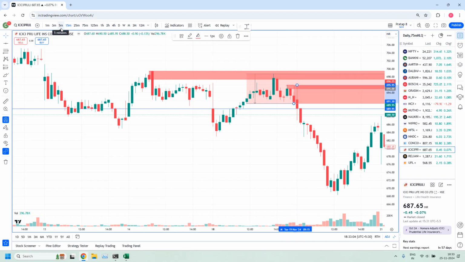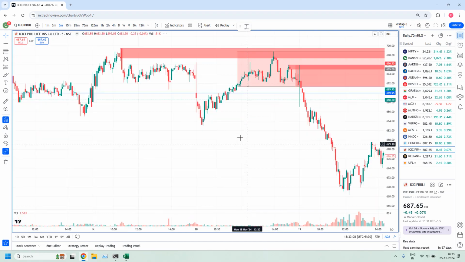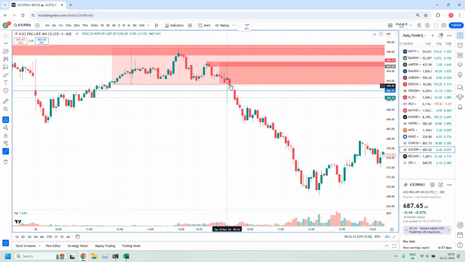And if you look into the 5 minutes time frame, you will find the exact order flow, not within this fine-tuned area. Fine-tuned area, 5 minutes order flow. See where the candle is closed. The candle is closed inside the zone. You can't use this as a leg out candle.